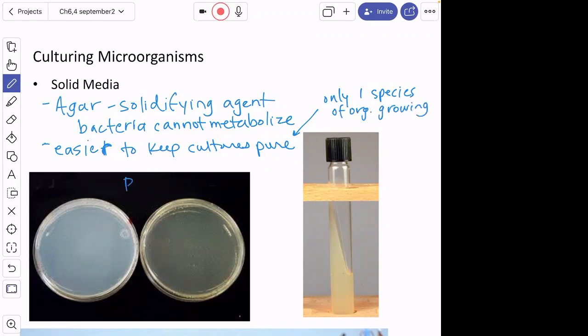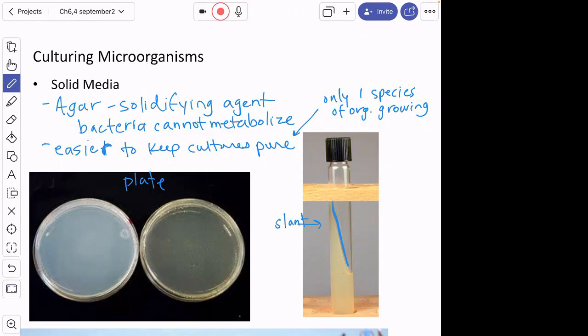And whether that's a plate like here where we put agar medium into a petri dish, or whether we put it into a test tube, we call that a slant. You see a slant of agar right here. It's allowed to harden, cool off at an angle. The great thing about solid media is that we can tell if we have one species growing or if we have many.